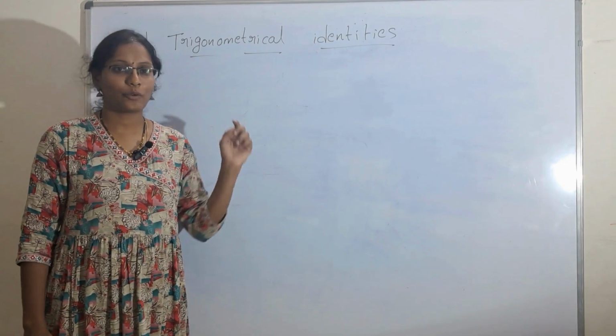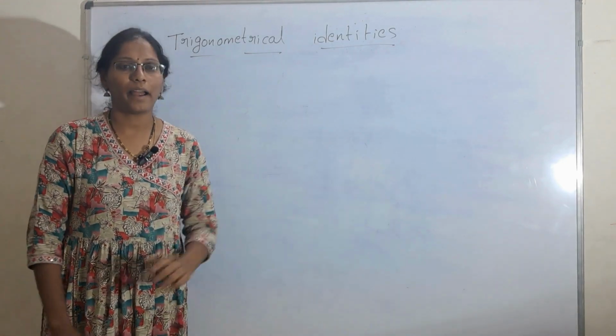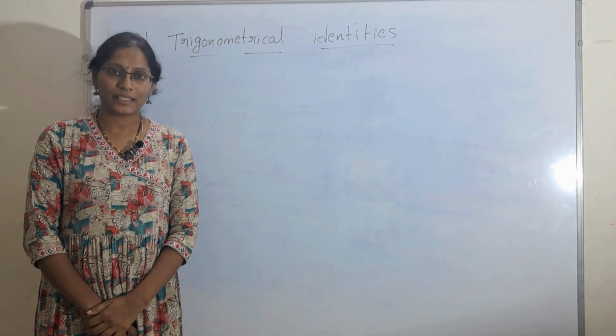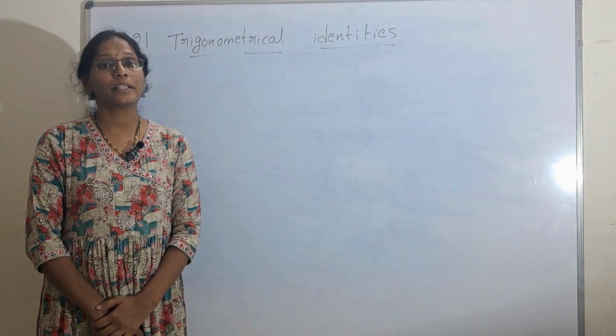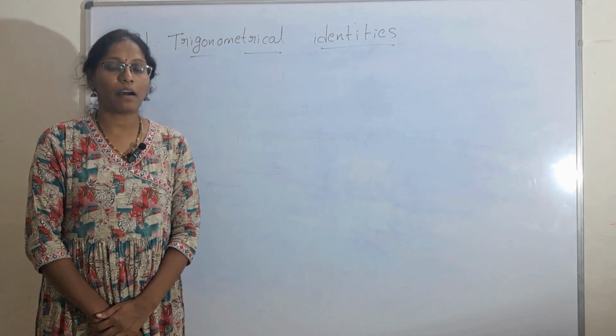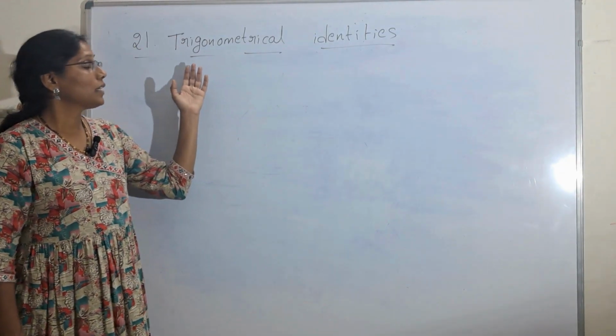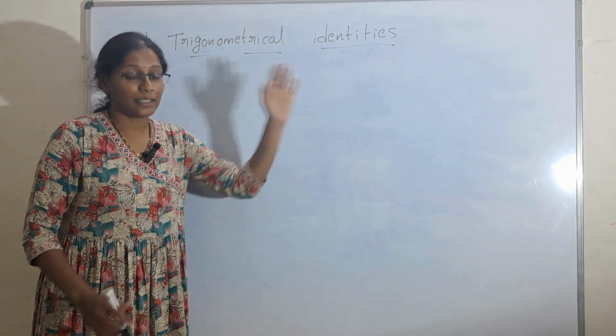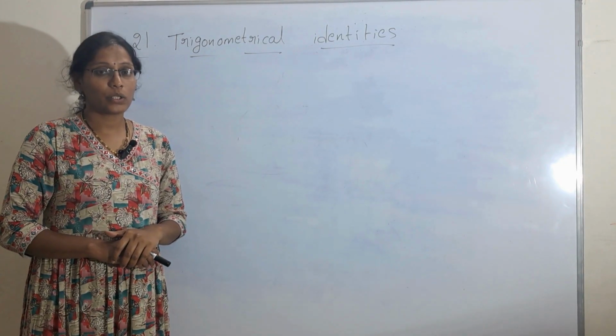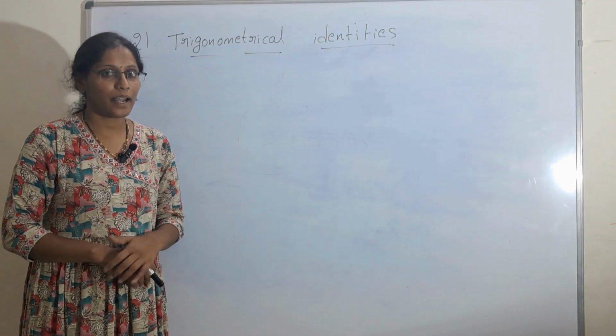Today we will discuss chapter 21, trigonometrical identities. First of all, what is trigonometry? Trigonometry means three sides measurement or three angles measurement. Today we will discuss trigonometrical identities. Trigonometrical identities we can also apply on right angle triangles.